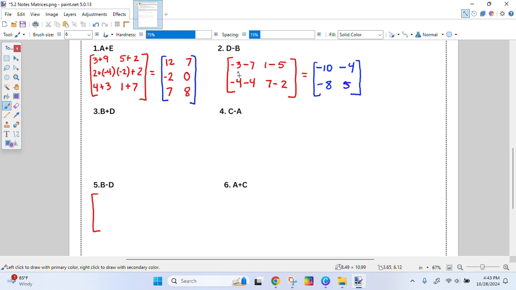And I'm writing it in reverse this time, where we had 7, which is what came from B, so row 1, column 1, minus negative 3. Okay. And then we have 5 minus 1. We have 4 minus negative 4, keeping that in parentheses so we don't get them mixed together, and then 2 minus 7.